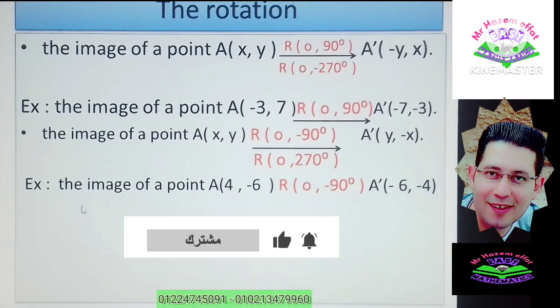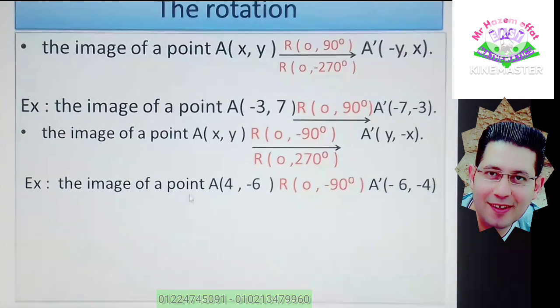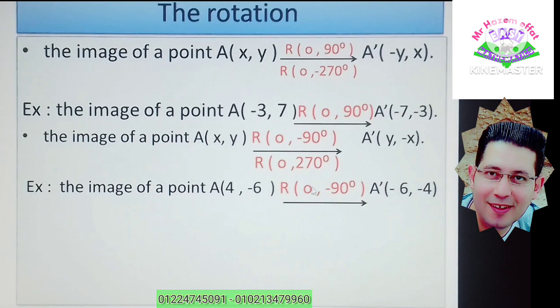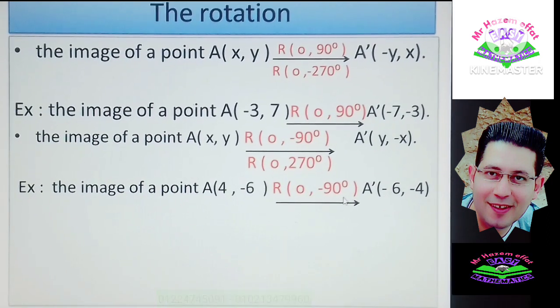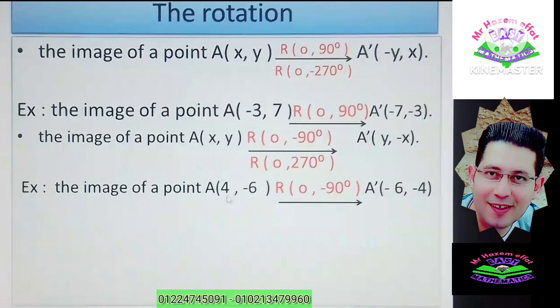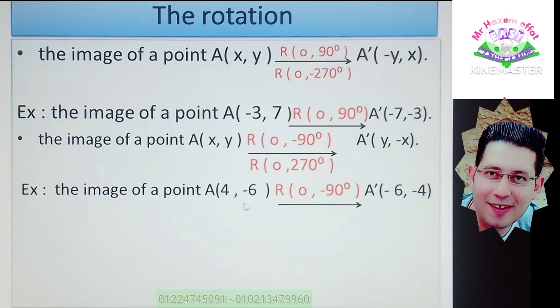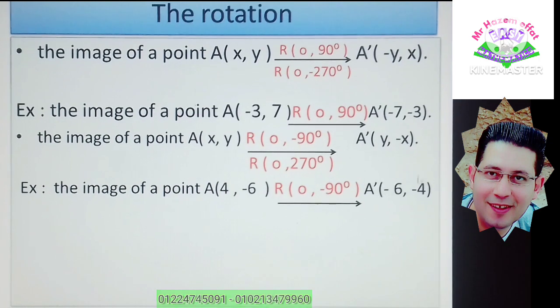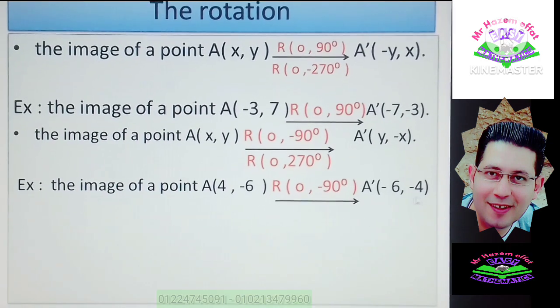Example: if I'm asked to find the image of a point A(4, -6) by rotation around the origin point with angle negative 90 degrees, we change the position, so negative 6 and 4 becomes negative 6, 4, and we change the sign of 4 to be negative 4.